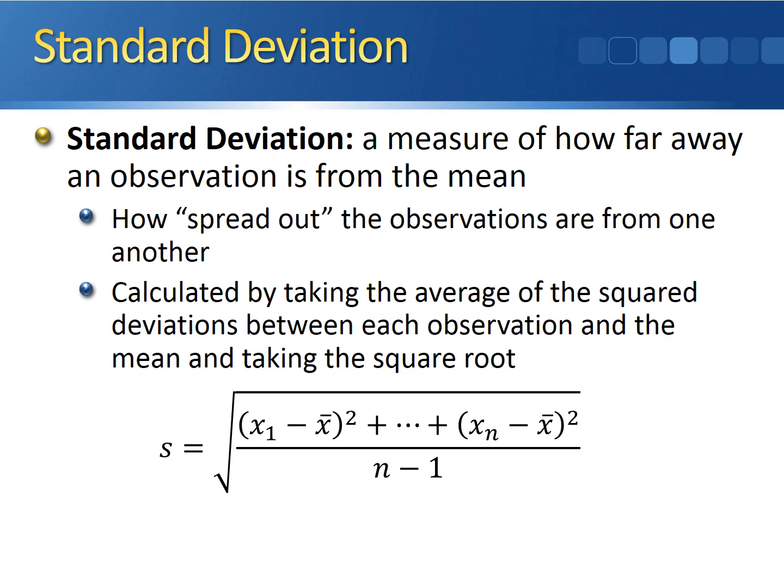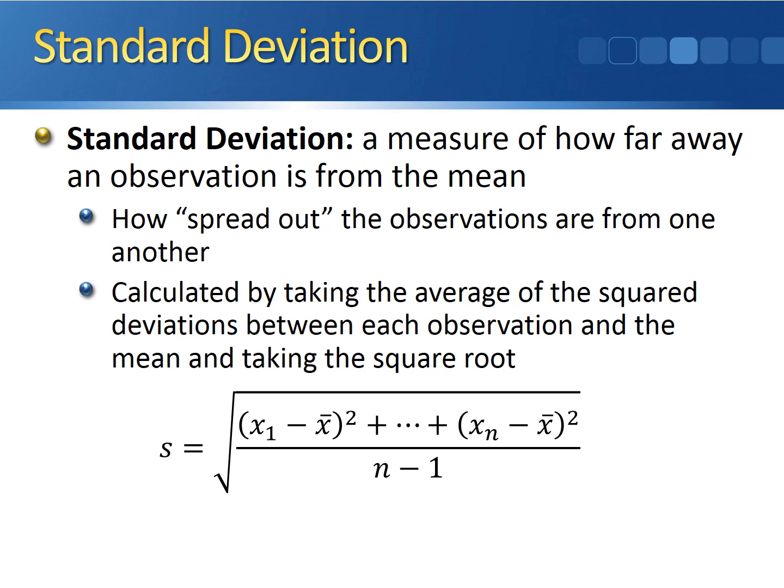The way we calculate the standard deviation in words is by taking the average of the squared deviations between each observation and the mean, and then taking the square root. So in other words, we calculate the sample mean, x bar, and we look at each individual observation. So take your first observation, which is x1. Take x1, subtract off the sample mean, x bar, and square that difference. Repeat that for the second observation, x2 minus x bar, that difference squared.